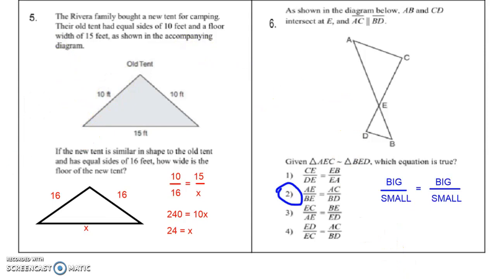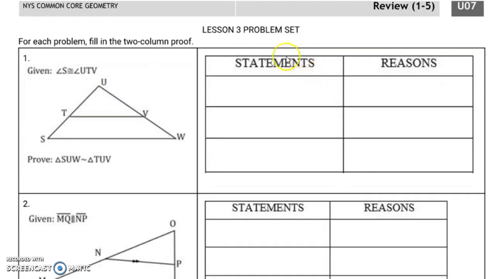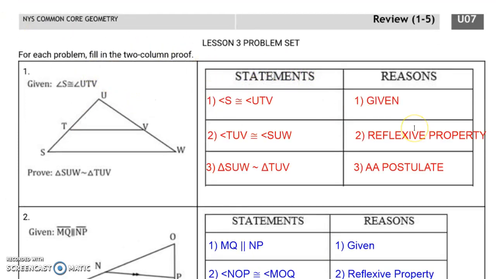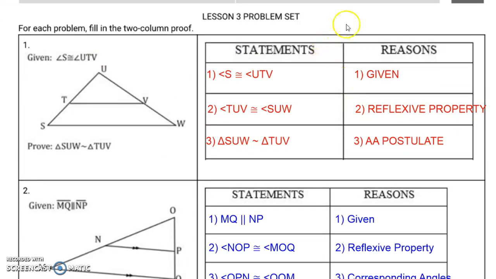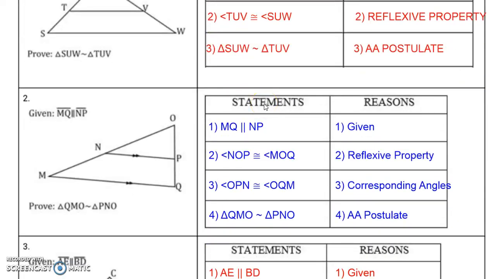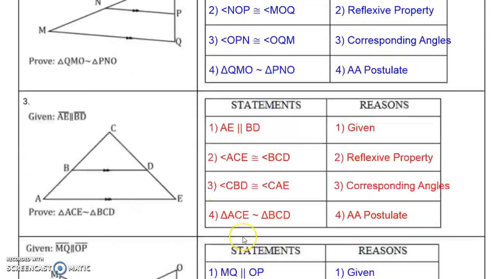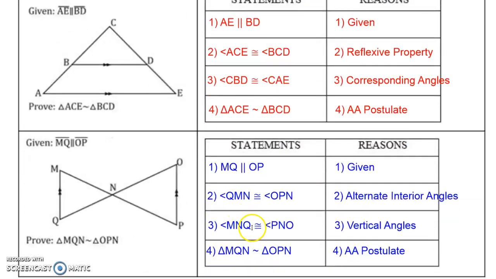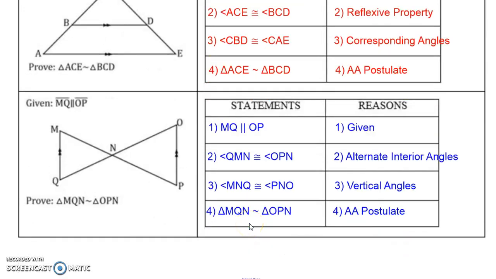All right, moving on. This is the problem set from lesson 3. We started looking at proofs. Pause the video and try to answer these sample proofs. Hopefully you got these proofs. They were very repetitive. This lesson was all about the AA postulate, which means all we need to do is prove that two angles are congruent. In each of these cases, that's what we did. One angle, two angles. And the nice thing about this is, it didn't matter which two angles we proved as long as they were two corresponding angles in the similar triangles.